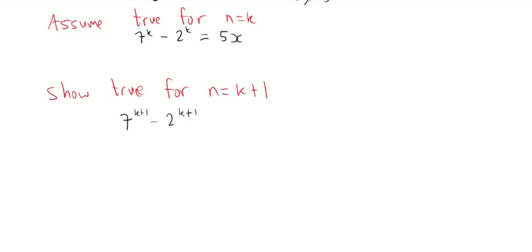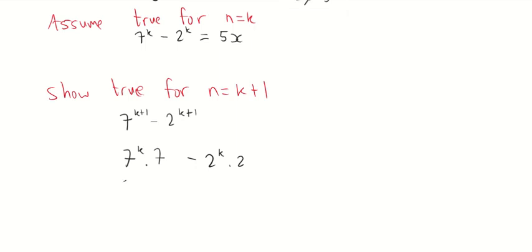And we're going to work from there. We're going to come up with something that is divisible by 5. So I can break it up into 7 to the power of k times 7 to the power of 1, which is 7, minus 2 to the power of k times 2 to the power of 1, which is just 2.